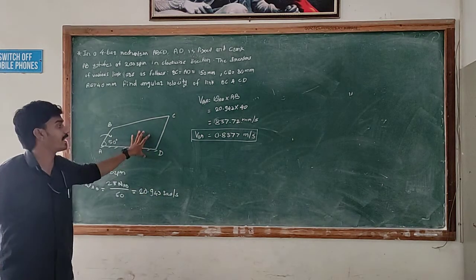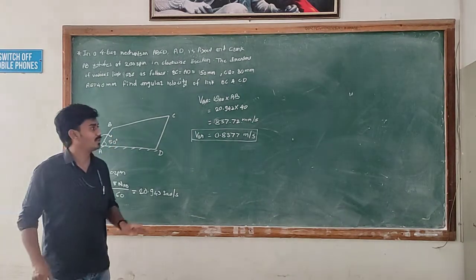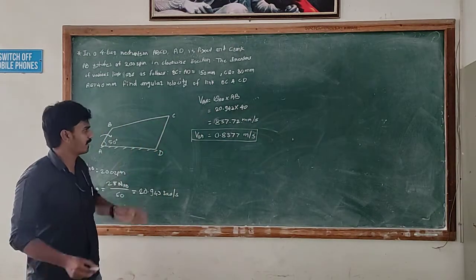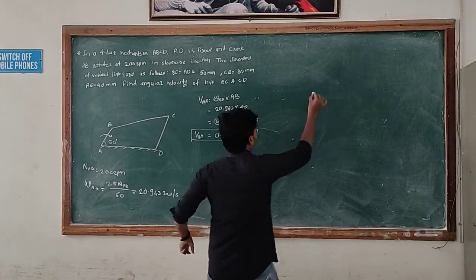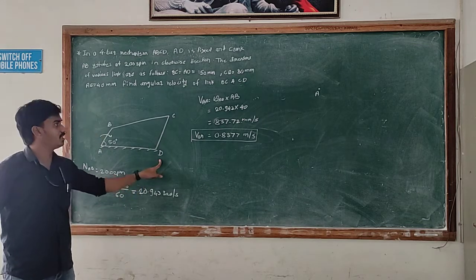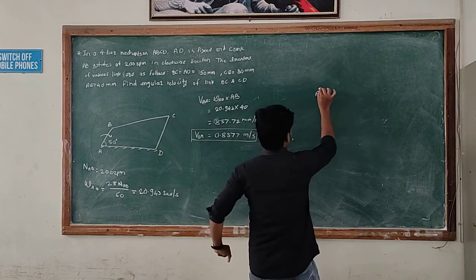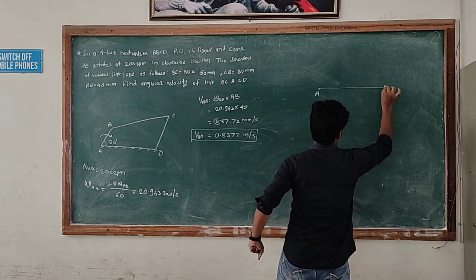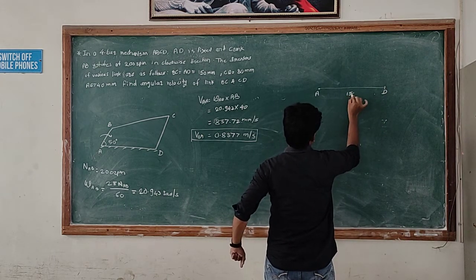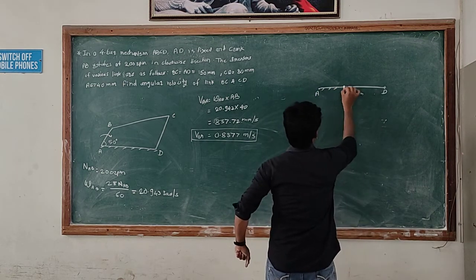This is our configuration diagram. By using this configuration diagram, we need to draw the velocity diagram. First of all, to solve this type of numerical, draw the given configuration diagram. Mark points A and D on a horizontal line at a distance of 150 mm. This is the 150 mm, and make it fixed.